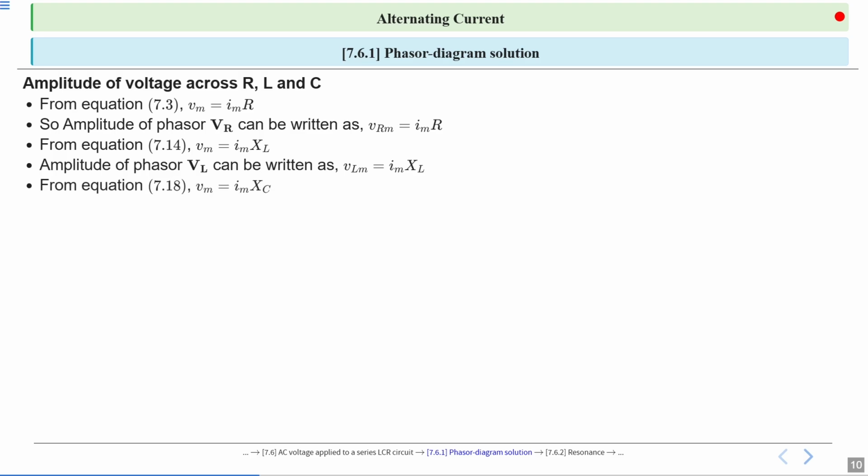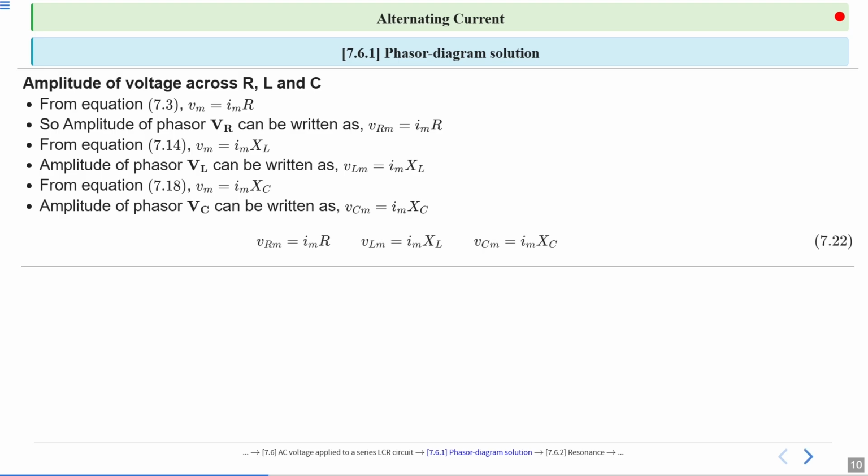Similarly for the capacitor, from equation 7.18, Vm is equal to Im XC. So in the case of a capacitive circuit, the amplitude of voltage across the capacitor is equal to the amplitude of current in the circuit multiplied by the capacitive reactance. So for phasor VC, the phasor for voltage across the capacitor, it can be written as VCM equal to Im XC. Okay, so notation you should remember, we are going to use it in the further derivation also. So VRM is equal to Im R, VLM is equal to Im XL, and VCM is equal to Im XC. This is equation 7.22.